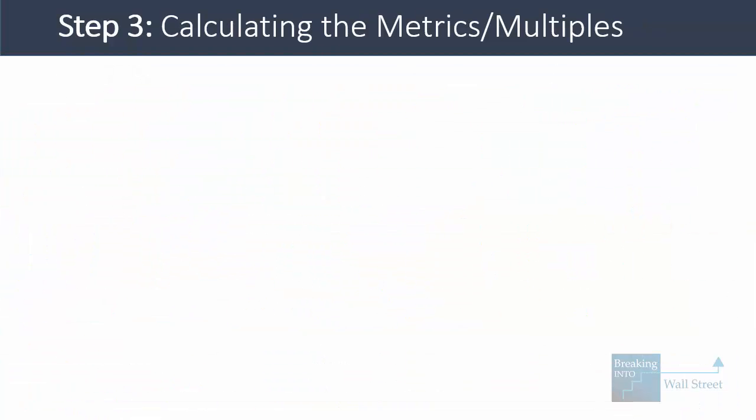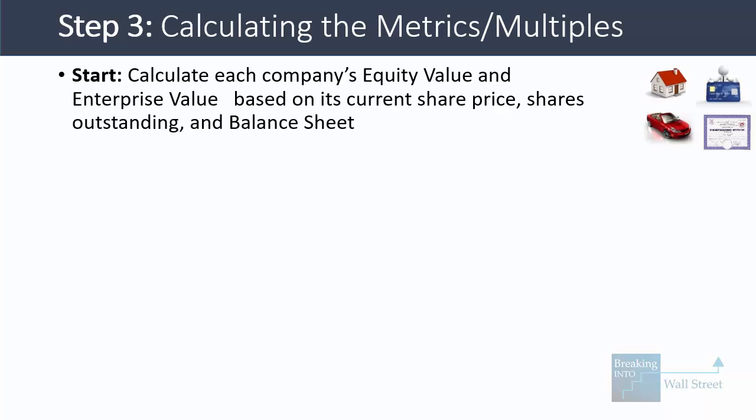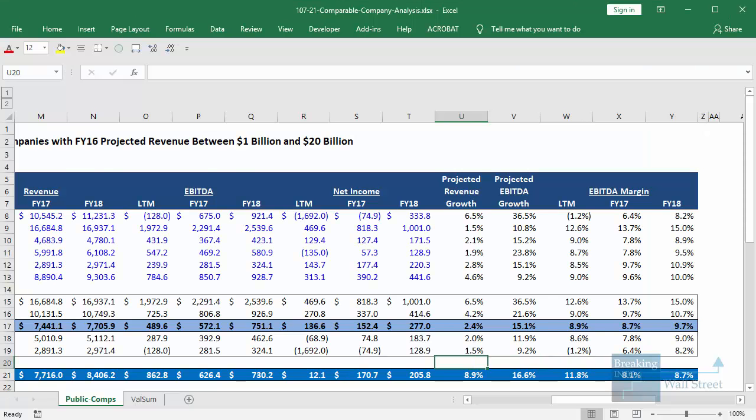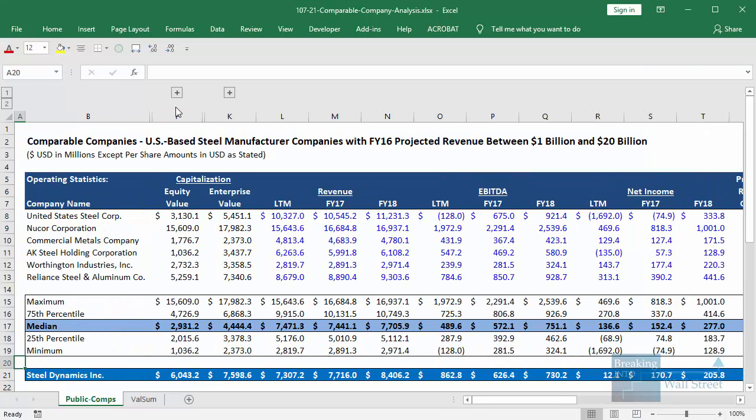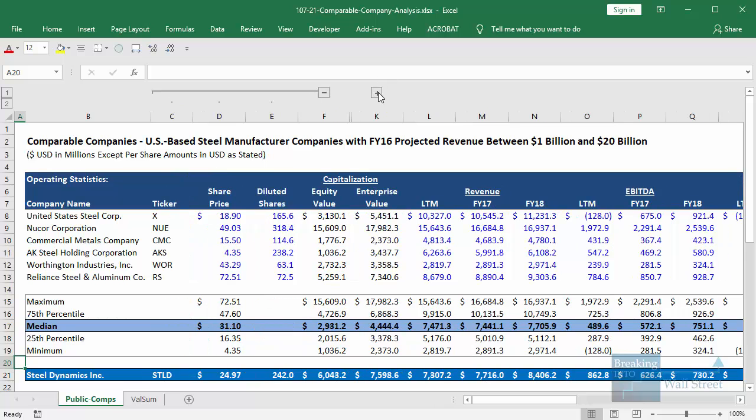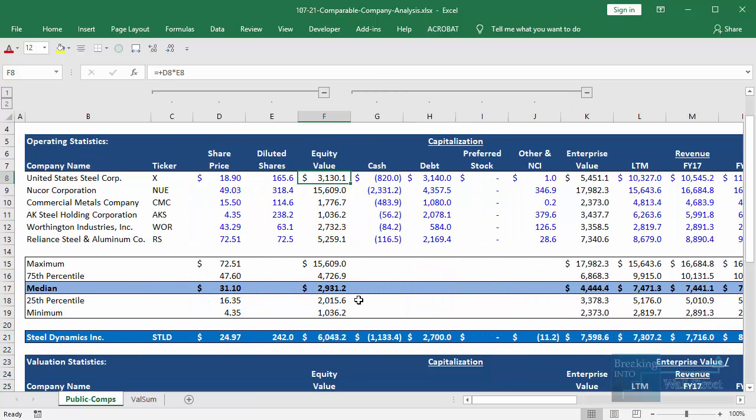So that's step 2. Then in step 3, you have to calculate the metrics and multiples that go into this analysis. So you start by calculating each company's equity value and enterprise value based on its current share price, shares outstanding, and the items on its balance sheet. If we go into our analysis here and look at what we did, let's just take a look at one of these companies as of the time we completed this. So for United States Steel, for example, we simply took its share price and multiplied by its diluted shares outstanding, which we got from its filings, and that gave us the company's equity value. Pretty standard calculation.